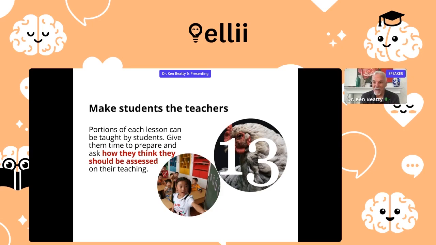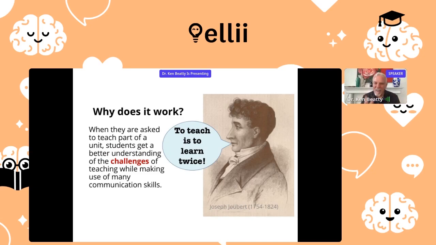And it's amazing because all of a sudden that question makes them think, I guess if I do a good presentation, well, what is that? What is a good presentation? They're having to reflect and figure out how all those pieces work. Why does it work? I mentioned this earlier. To teach is to learn twice, right?